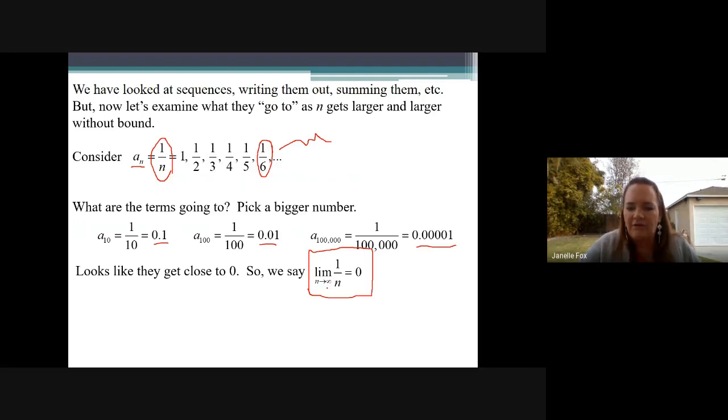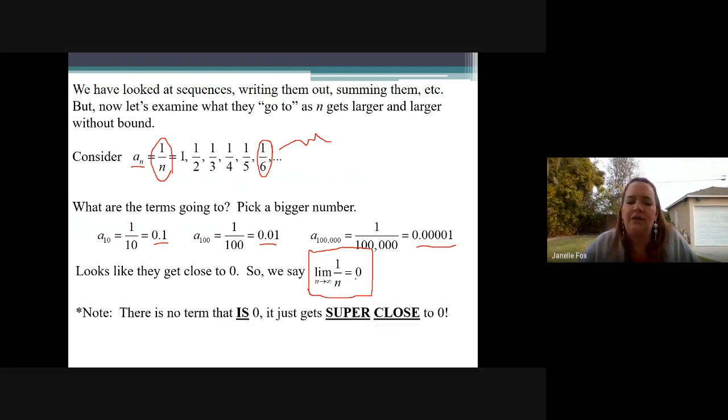So n arrow infinity symbol stands for as n approaches infinity. We write our sequence of 1 over n, and we are saying that this equals 0. Okay, now here's the deal. There is no term that is 0. It just gets super, super close to 0. If we were to graph these coordinates, it would almost be asymptotic to the x-axis, right? So again, there is no term that actually is 0, okay? You would always have some sort of number hanging out at the end of the decimal, but it just gets super close to 0.